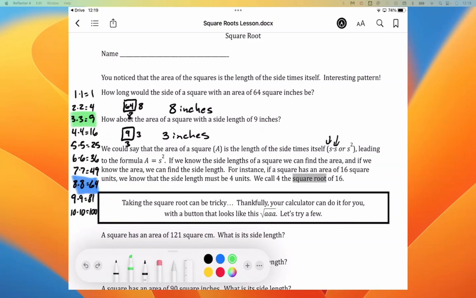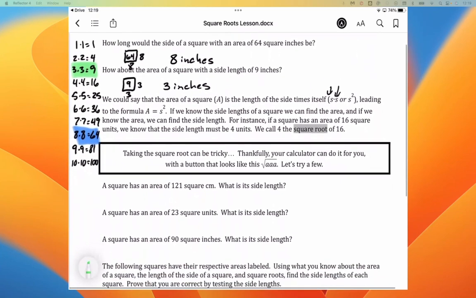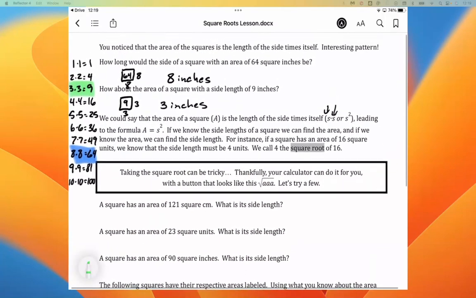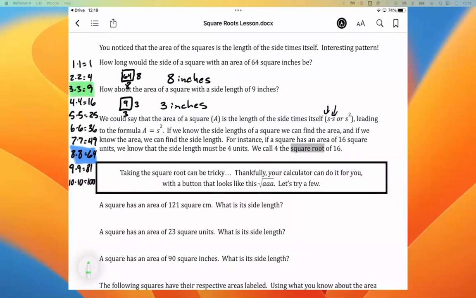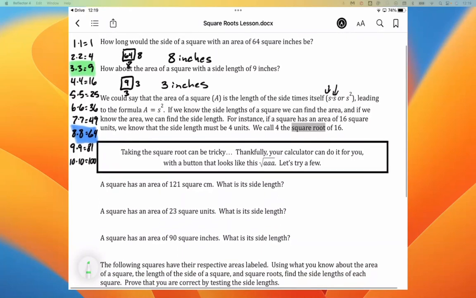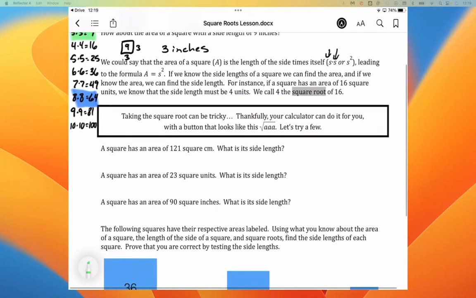If we know the lengths of a square, we can find the area. If we know the area, we can find the side length. So for instance, if a square has an area of 16, we know that the side lengths must be 4. We call 4 the square root of 16. And so what we've got to understand is that the area is going to represent the number that is squared, and the square root is going to represent how long one side is.